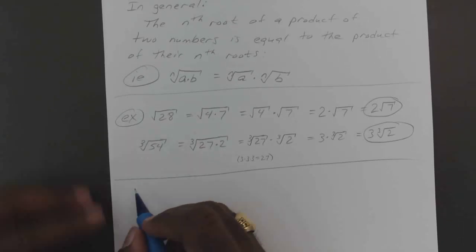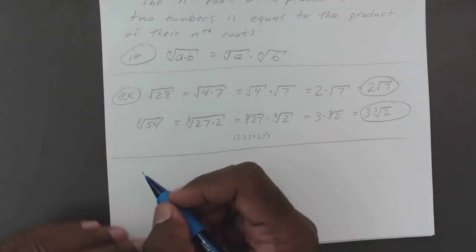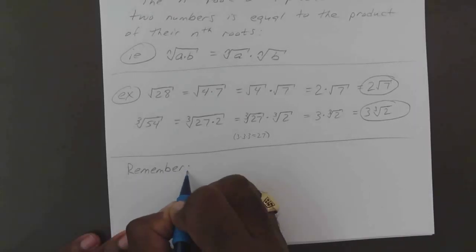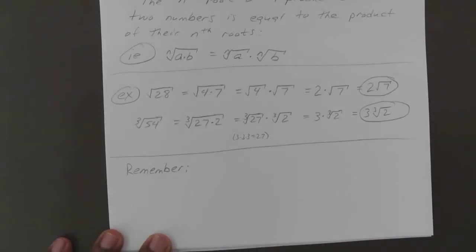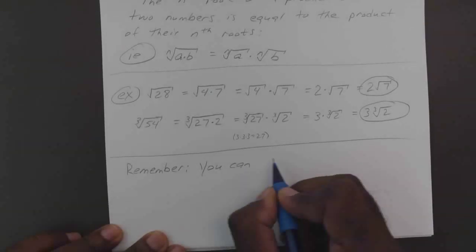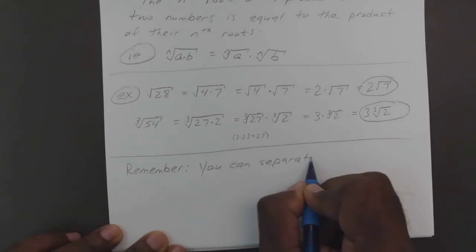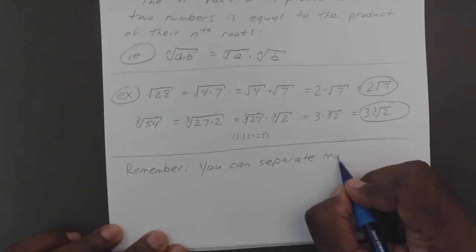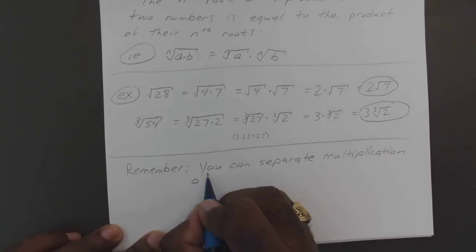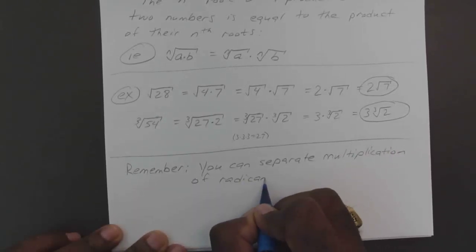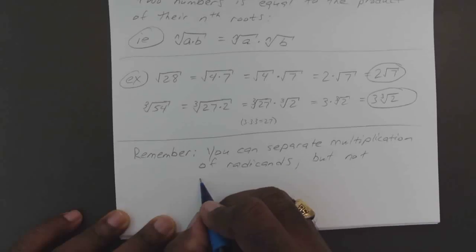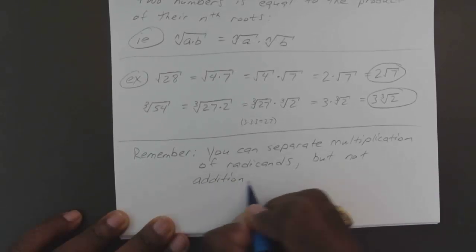One thing you want to remember. You can separate multiplications, but you can't separate adding and subtracting like this. You can separate products of radicands, but not addition or subtraction.